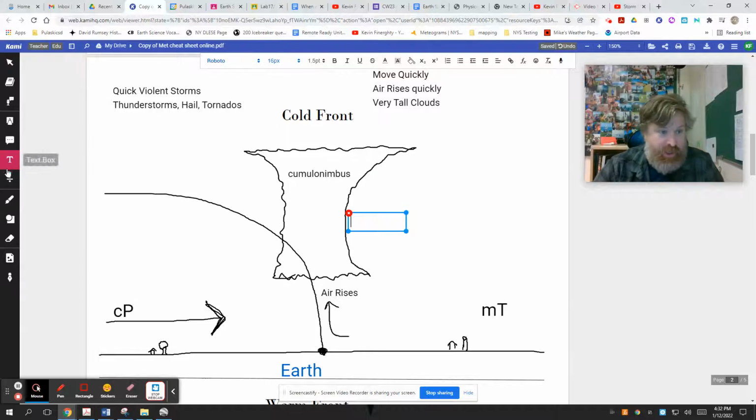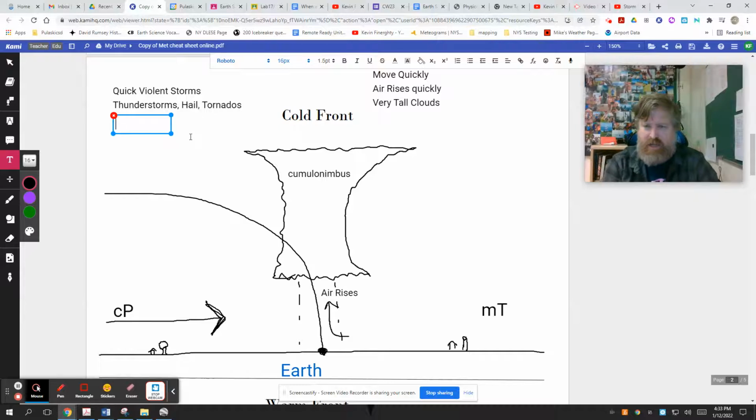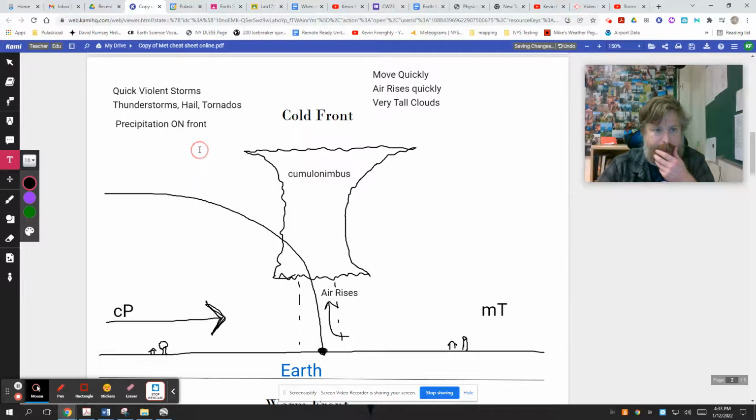But let's note one thing actually, and that is about where they happen. The storms themselves, the rain that's going to happen, this happens all so quickly. The air rises quickly, and boom, it dumps its moisture right back down on the front. So you're going to see how that's different. That might be hard to picture right now. The storms, I'll say precipitation on fronts.